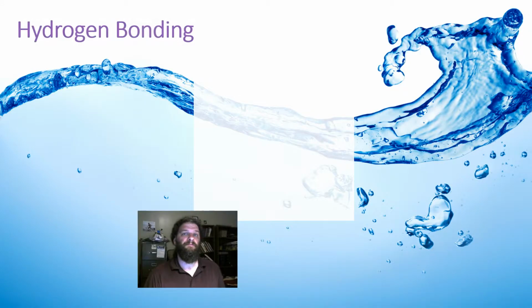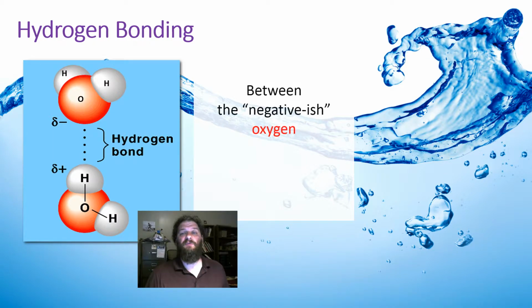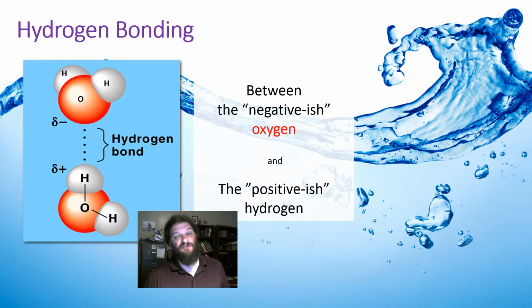The polar nature of water gives it what we call a dipole moment, or a positive and negative side, a dipole nature. When we get two dipoles next to one another, the positive-ish side of one molecule can be attracted to the negative-ish side of another molecule and form an intermolecular force, a force between two different molecules. In the case of water, we call this hydrogen bonding because it's going to be between the negative-ish oxygen of one molecule and the positive-ish hydrogen of a different water molecule.